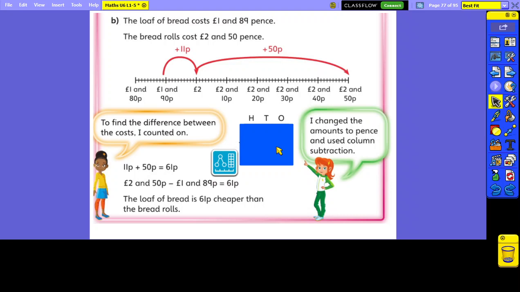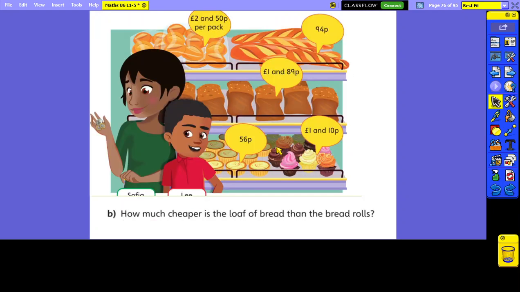For question B, the loaf of bread costs £1 and 89 pence. The bread rolls cost £2 and 50 pence. Let's go back and check. There are the bread rolls and there's the bread.